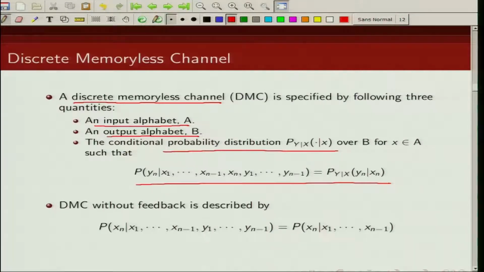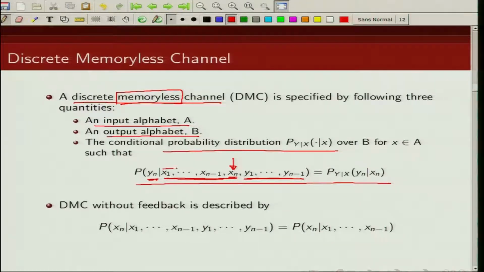Now as you can see, for a discrete memoryless channel, probability of yn given past inputs, which are given by x1, x2, up to xn minus 1, and the current input xn, and the past outputs y1, y2, up to yn minus 1. Because it is a memoryless channel, it does not depend on past values. So the probability of yn given x1 to xn minus 1, xn, and y1 to yn minus 1, it only depends on the present input.